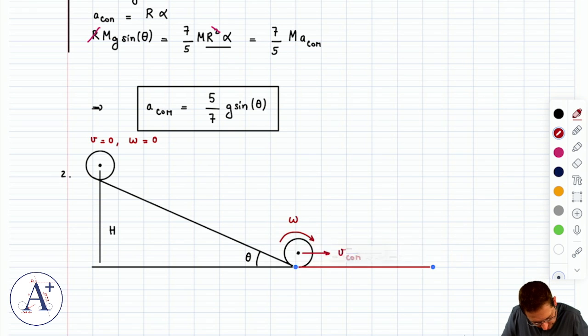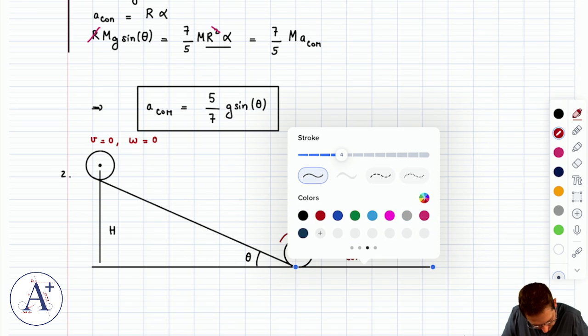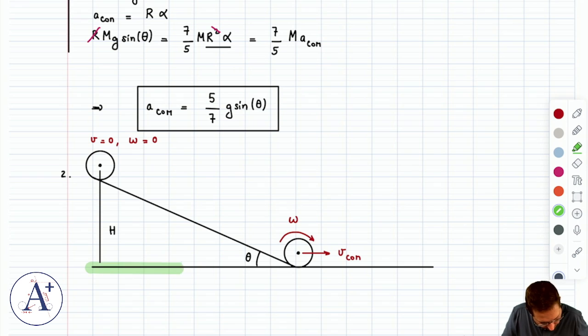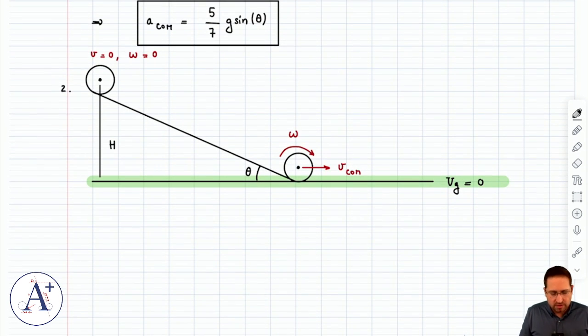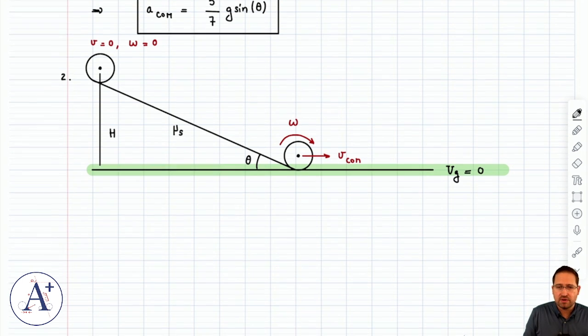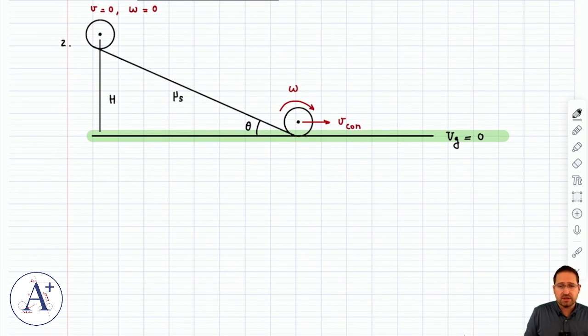So I will choose the ground to be my reference for gravitational potential energy, which is pretty common, and I'm going to apply conservation of energy, which most of the time seems weird because you're like, hold on. Don't we have friction? Because without friction, we cannot have rolling without slipping. It's like, well, that's true. Static friction that we have, though, because it's rolling without slipping. And static friction is very different from kinetic friction.